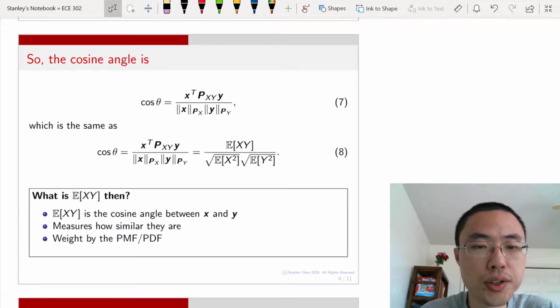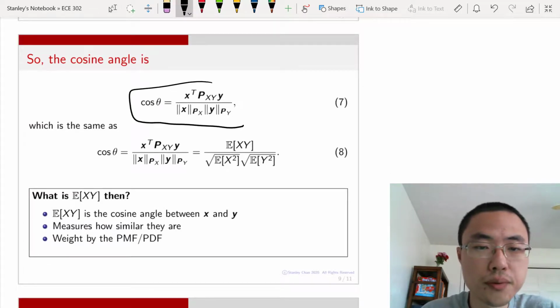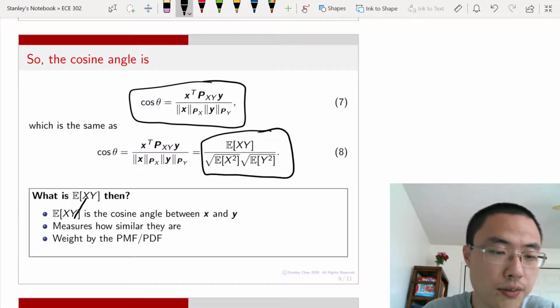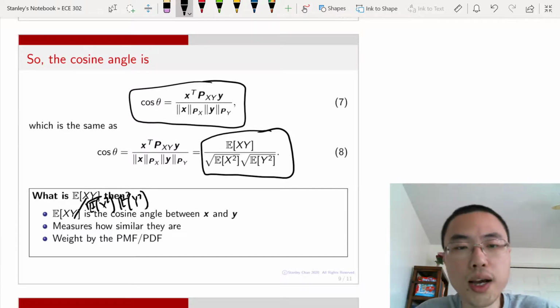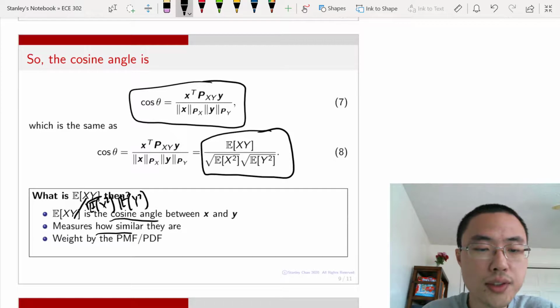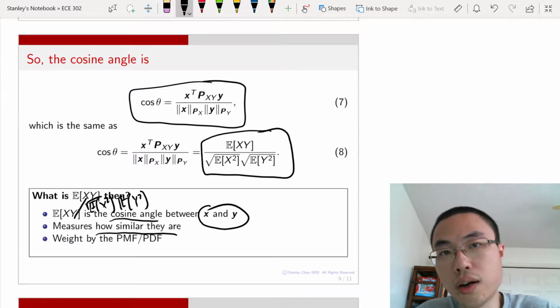So the cosine angle is given by this expression, and this expression really means this term. So what is x times y then? This expectation of x times y is the cosine angle between x and y. Well, of course, I need to be careful. It will be divided by the expectation of x squared and then expectation of y squared. So that's the normalized version of the covariance, the correlation. Okay, so that would define the cosine angle, and this will measure how similar x and y are.